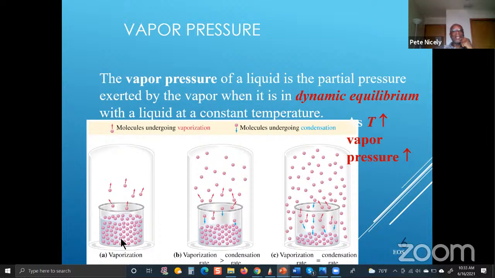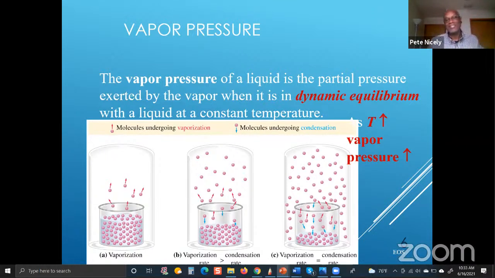So initially, you're going to have some molecules escaping from the liquid state into the vapor state, and that will continue until you get more molecules present here. At the same time, you're going to have some molecules leaving the vapor state and going back to the liquid state. So you're going to have this back and forth taking place. You're going to have vaporization taking place, and then you're going to have condensation taking place.